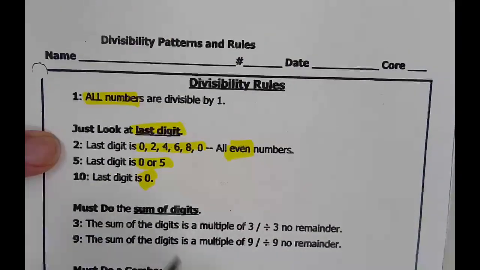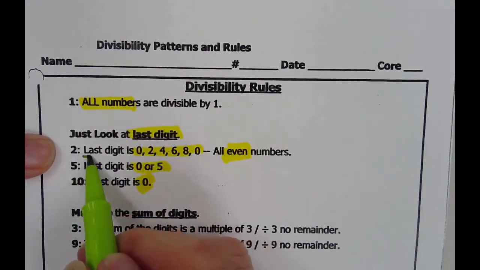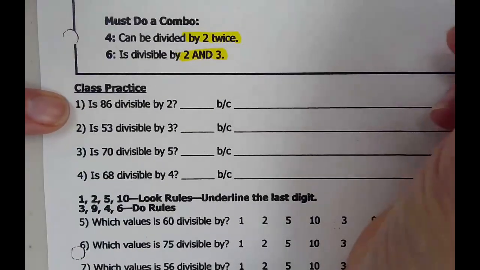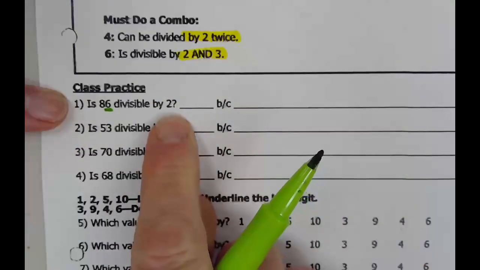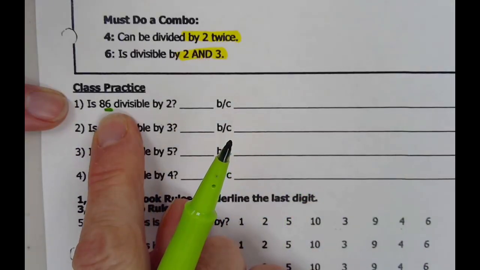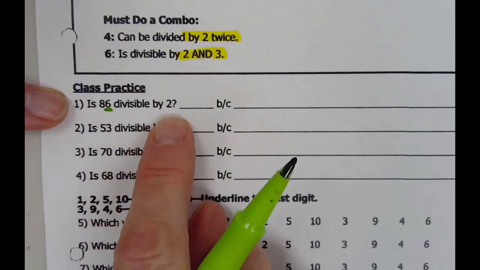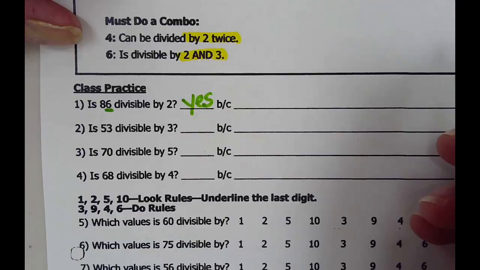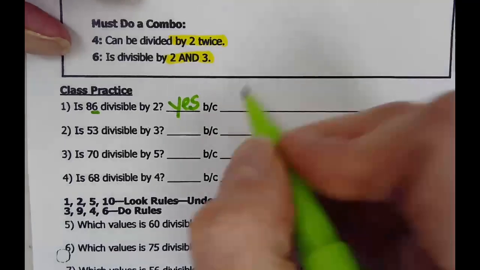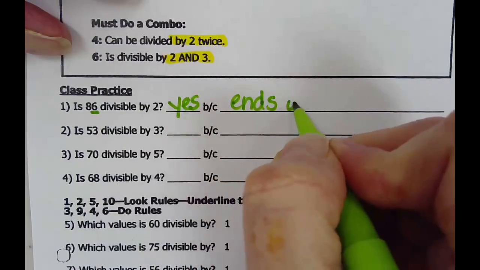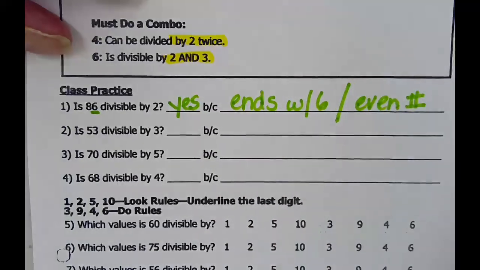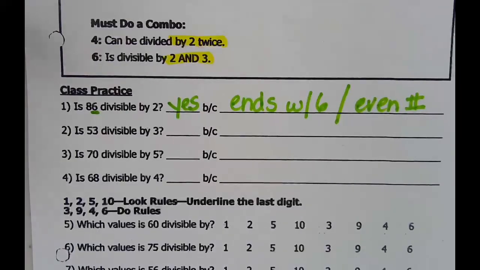Let's go back. How do I know if a number is divisible by 2? What are we looking at? We're looking at the last digit. What is the last digit of 86? It's a 6. Is that making it an even or an odd number? Even. So is 86 divisible by 2? Yes. It's yes because it ends with a 6, or we can put it's an even number. Either of those are reasons for that.